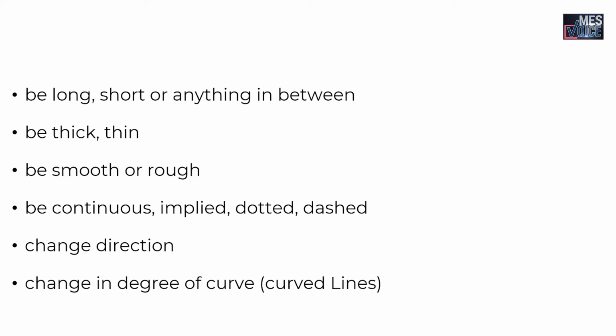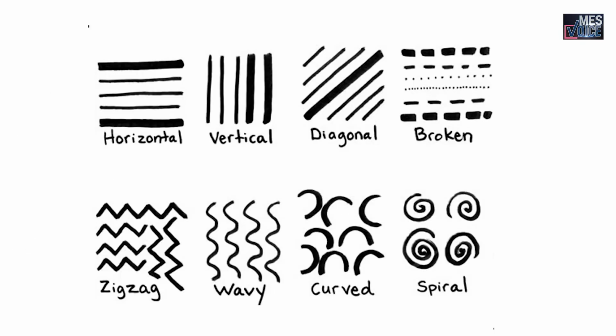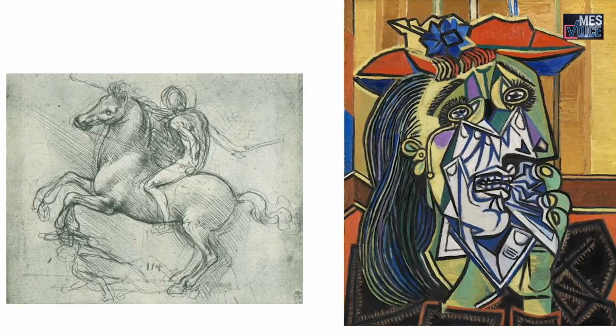Lines can be long, short, or anything in between, like thick or thin, or smooth or rough, or it can be continuous, implied, dotted, dashed, or it can change direction, change degree of curve. These are some of the examples of lines: horizontal, vertical, diagonal, broken, zigzag, wavy, curved, and spiral. These are the examples of line drawings.